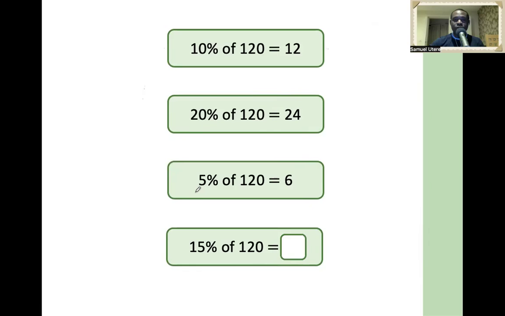What about this one? 15%. We could say, well, we could use 10% and 5% to make 15%. So if we add 10% and 5%, we'll make 15%. And that will be adding 12 plus 6, which is 18. Another way of thinking about it is to say, well, we can multiply 5% by 3 to get 18. So there are different ways to solve the problem.